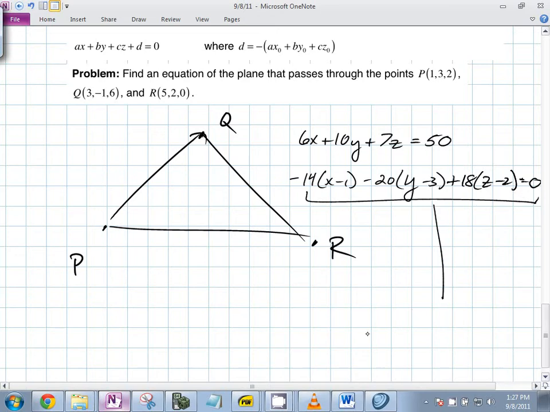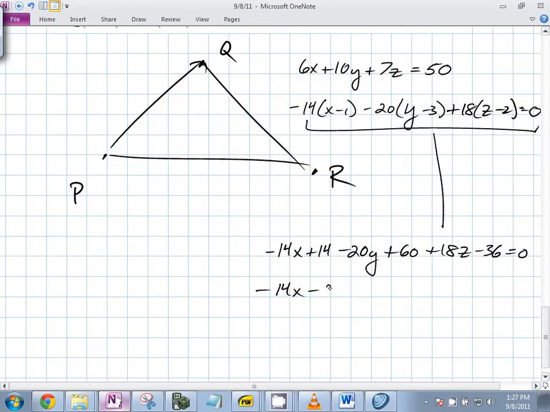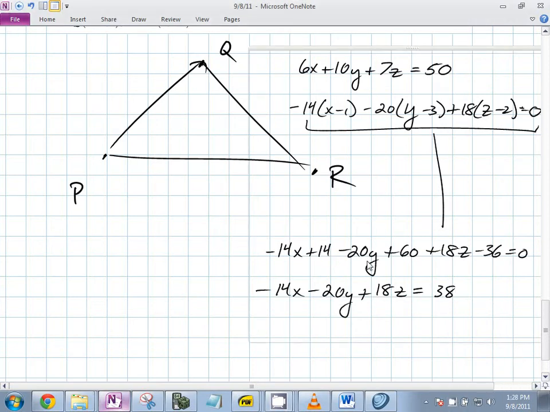They're close, because you end up with negative 14x plus 14 minus 20y plus 60 plus 18z minus 36 is equal to 0. So we have negative 14x minus 20y plus 18z equals what? We had 14 plus 60 minus 36, which is going to be 38. Is that true? Did I get that? Can you guys help me here for a sec? You guys are much better at this than I am. 74 minus 36, right?